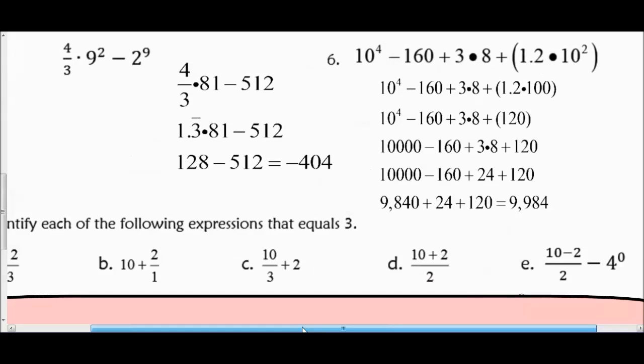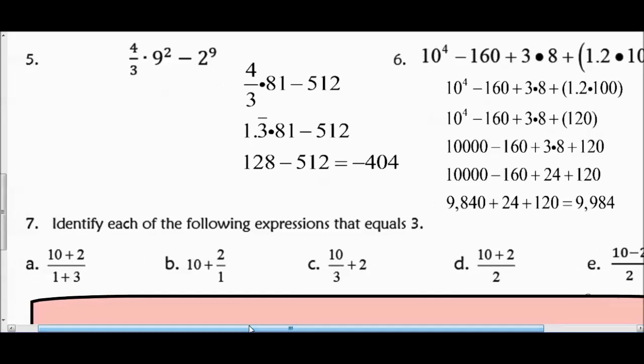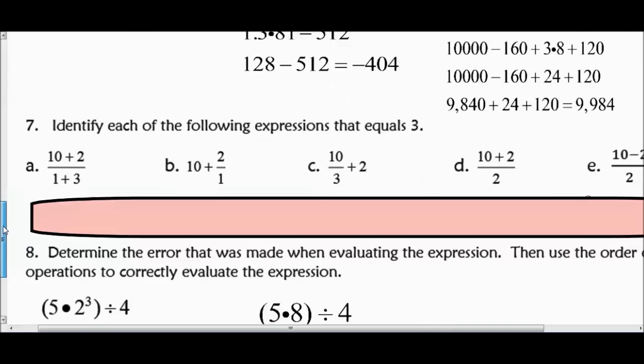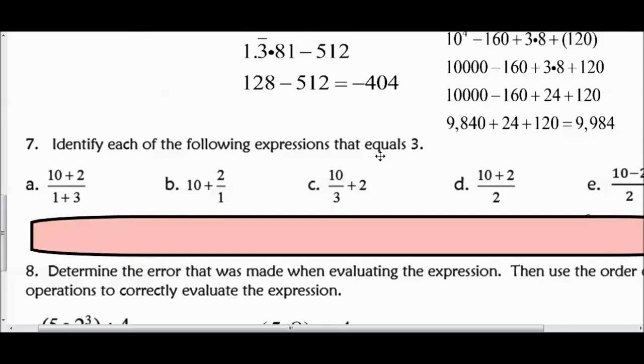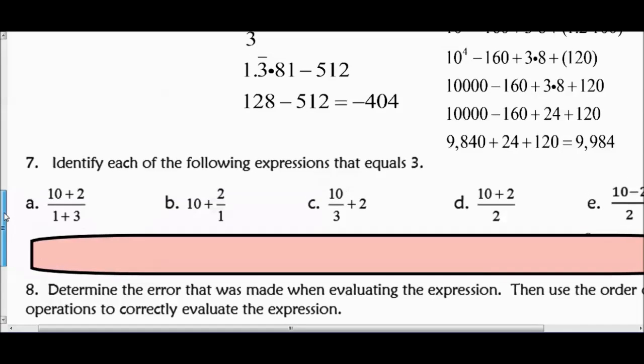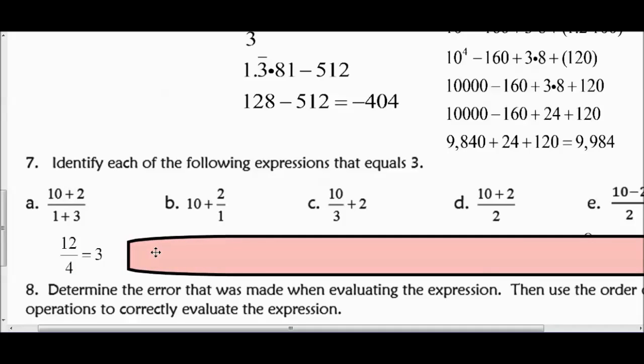That's our final answer. The next question is asking which of the following is going to equal 3. So after we follow order of operations on each of these, which one gives us an answer of 3? They might also use the word equivalent here. Make sure you understand that that really means the same thing, which is equivalent to 3. On the first one, we're going to add on the top, add on the bottom, and then divide those two numbers. We get 12 on top, 4 on the bottom, and lucky enough, that gives us 3, so that one works.